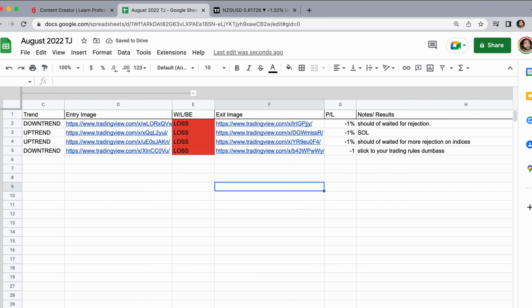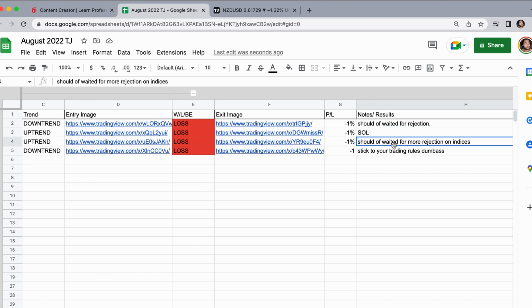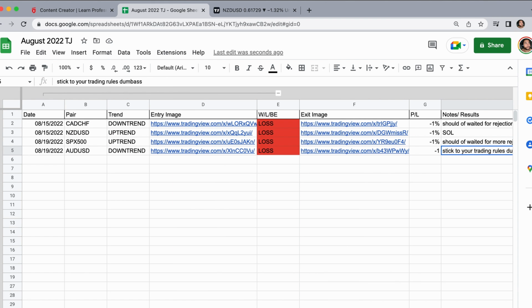So guys, there you have it. Waited for rejection. Kind of out of luck, right? There's nothing you can do about it. Waited for rejection again, and then I didn't follow my trading rules. So two things that I could have fixed, easy fixes. We've got to be better next week.